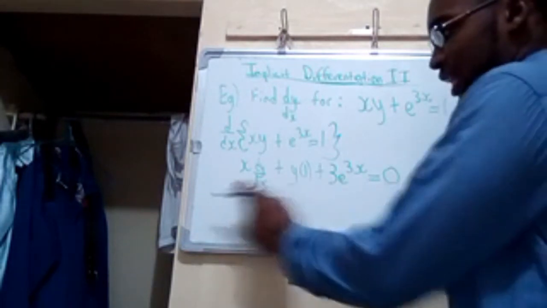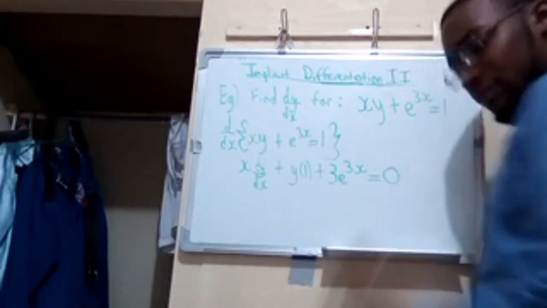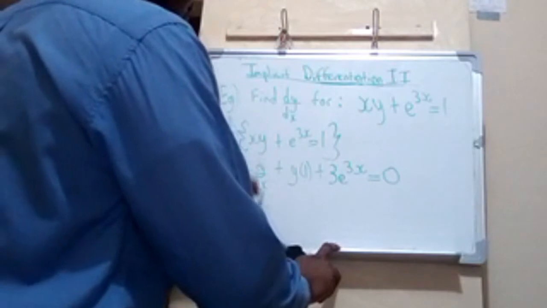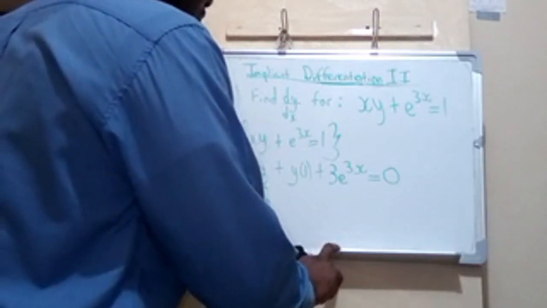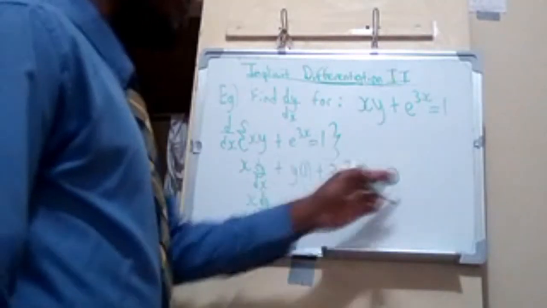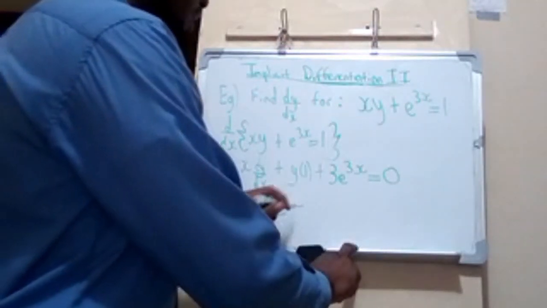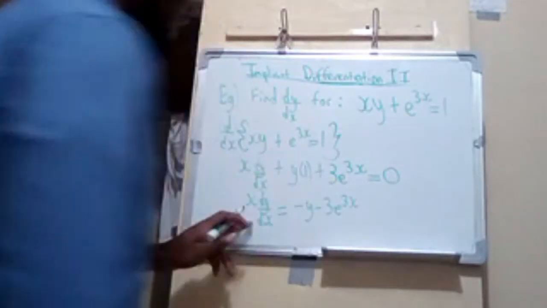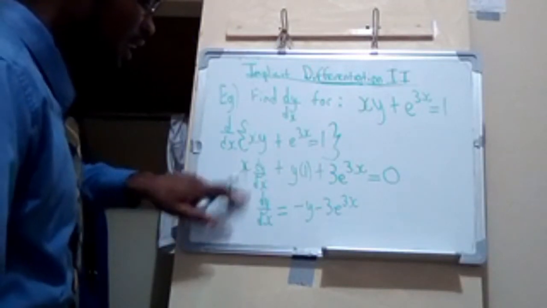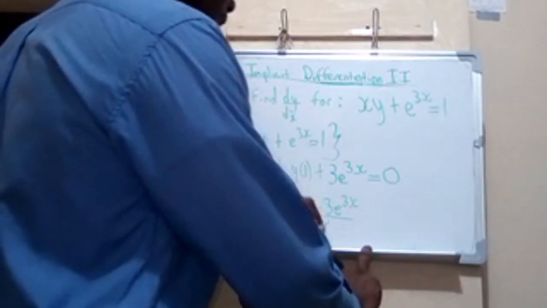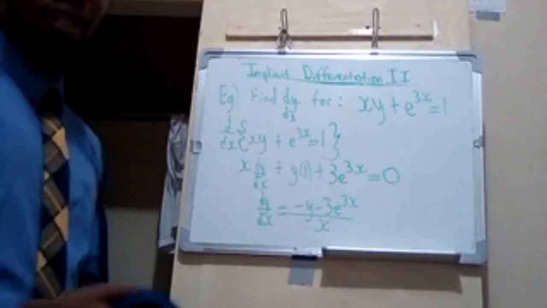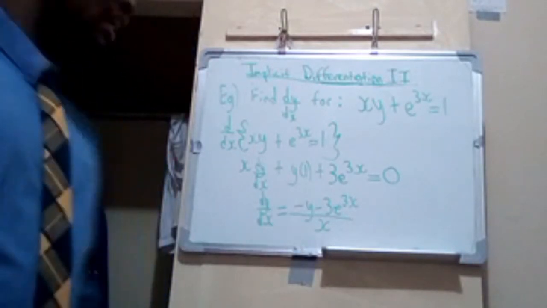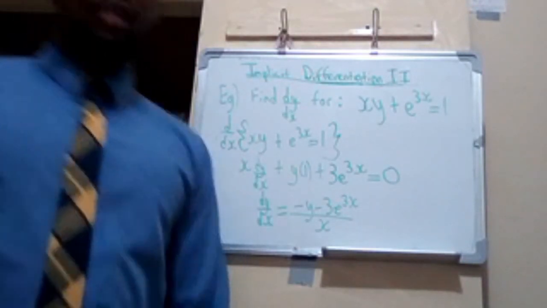So all I need to do now is make dy by dx the subject. What I'm getting then is x dy by dx equal to, bringing everything over to the other side, minus y minus 3e to the 3x. So all I then need to do is divide both sides by x, and I get dy by dx is minus y minus 3e to the 3x, divided by x, and that is dy by dx.